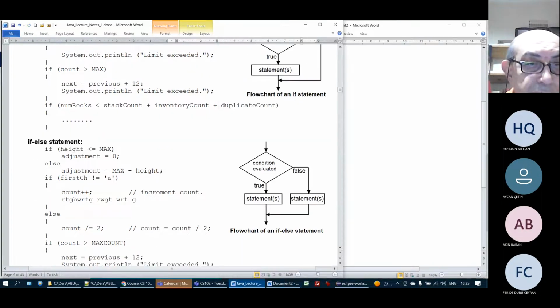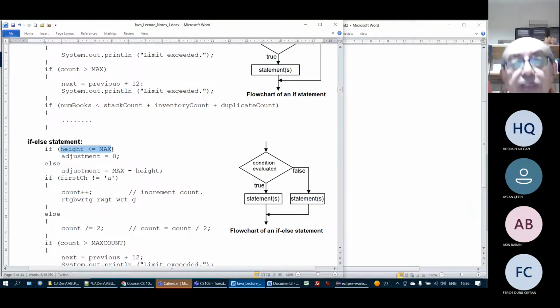Here we see some examples. If height less or equal to max, something, and else some other thing. If this Boolean expression is true, if the value of height is less than or equal to the value of max, then adjustment will be assigned 0. Otherwise, adjustment will be assigned max minus height, and it will continue with the next statement, whatever comes. Here, since there is only one statement, we didn't put curly braces, but putting curly braces will make it more readable, maybe.